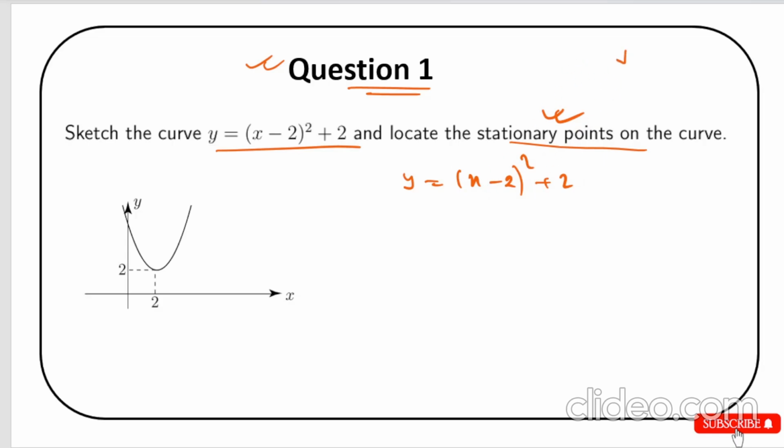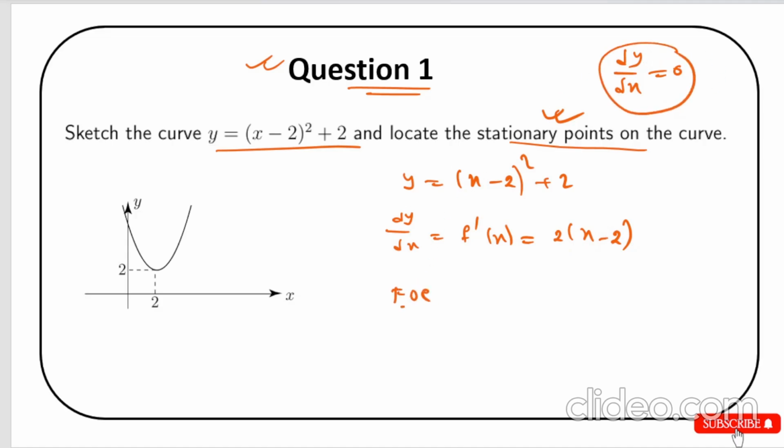So simply you have to find out dy/dx and equate it to 0. Dy/dx, which is also f prime x, will be 2 into (x minus 2). Now from the first order condition we know f prime x has to be equated to 0 for both local maxima and minima. So 2 into (x minus 2) is 0, and it has only one stationary point. You can consider it to be x naught. It is 2.